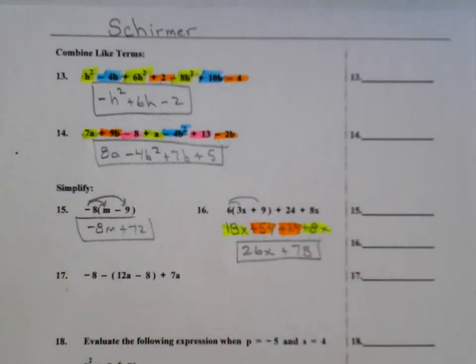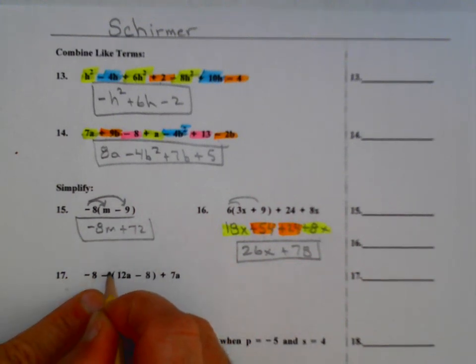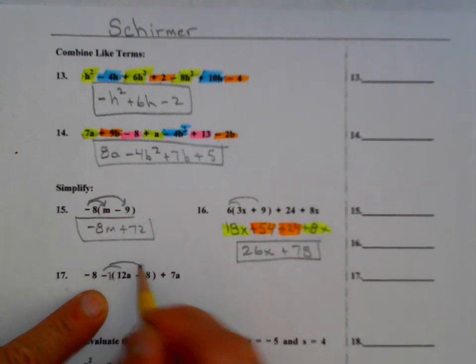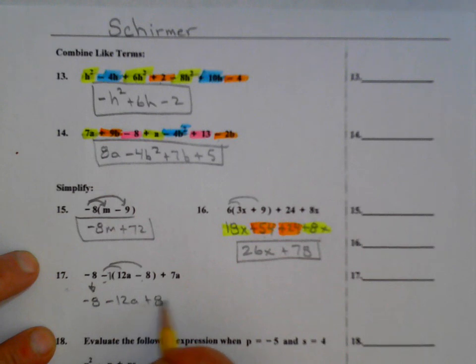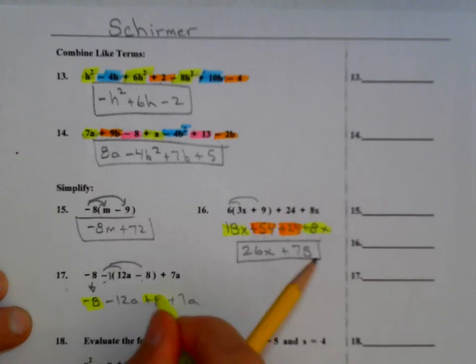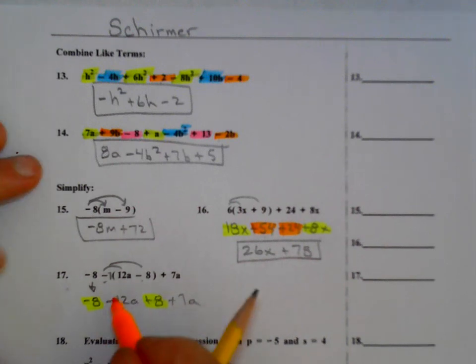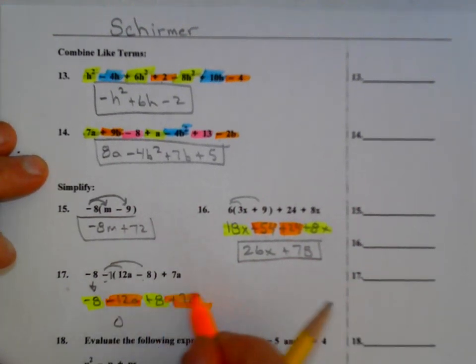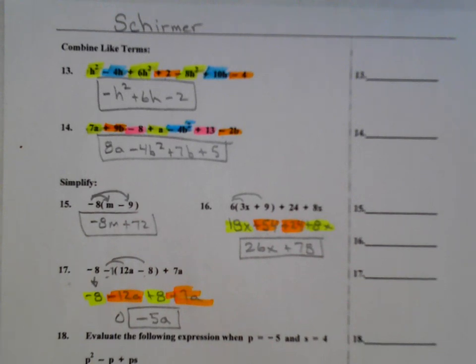Boom. This is tricky, but you got to distribute before you can combine. This negative is like a little negative 1. So I'm going to distribute the negative 1 through. The first negative 8 just comes straight down. Negative times a positive is negative 12. Negative times a negative is a positive 8. If you notice here, when I combine this, negative 8 and positive 8 is 0. So those just canceled out. And then negative 12 and positive 7 combines to negative 5 of that A. So that's it.